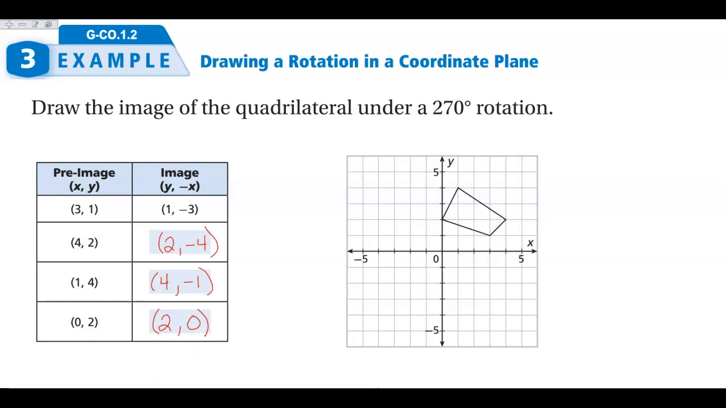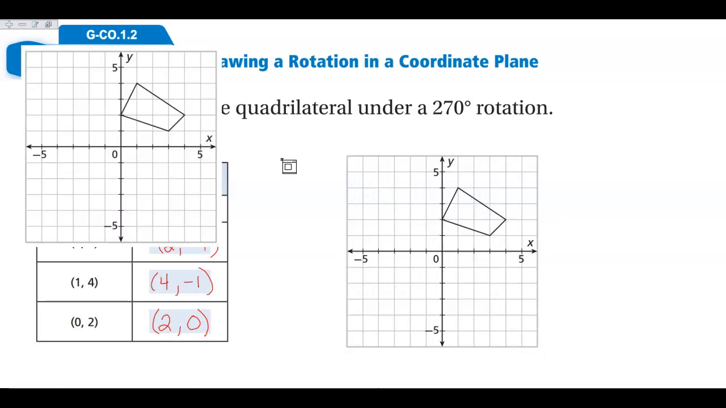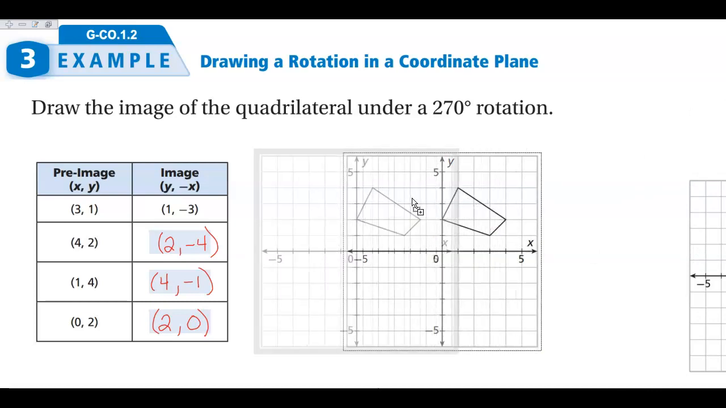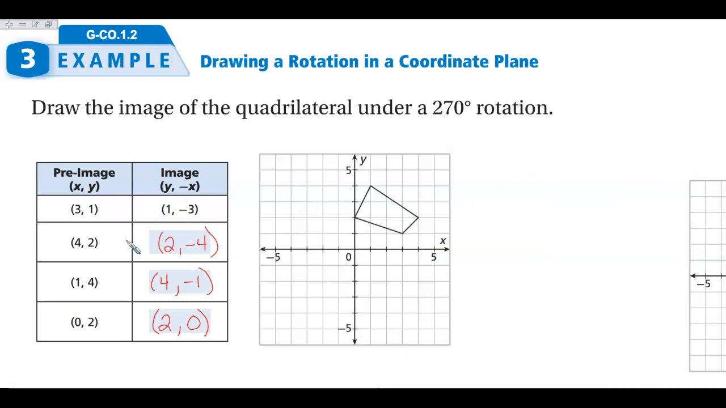All right. Now, I want to be smart about this one and grab the picture ahead of time. So I'm going to move this off to the side, and we'll pull it back in in a minute. Let's graph my rotation. I'm going to graph 1, -3. So 1, -3 right here. 2, -4. So 2, -4. 4, -1. 4, -1. And 2, 0 right here. I'm going to connect those points.